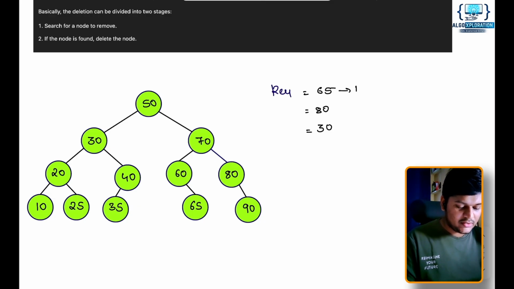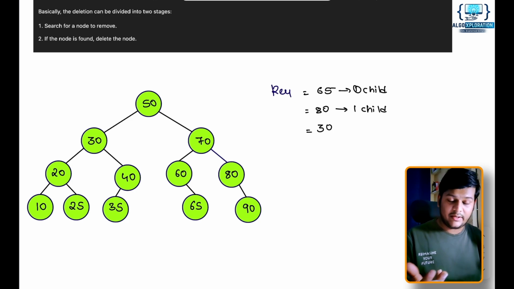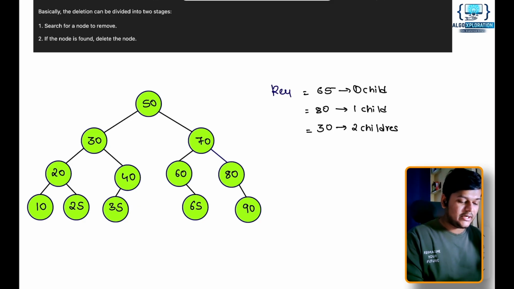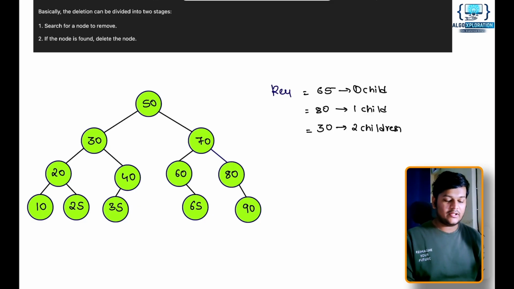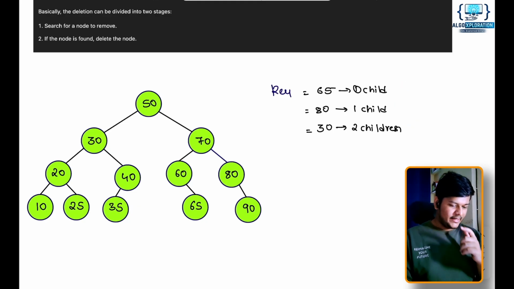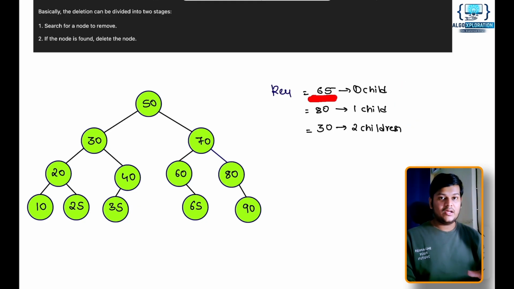So 0 children, one child, either left or right, and 2 children. So these are the three cases that you need to handle if you want to delete a node and that node has either 0 children, 1 child, or 2 children. Now let's see how we can delete node 65, or a node which has 0 children.